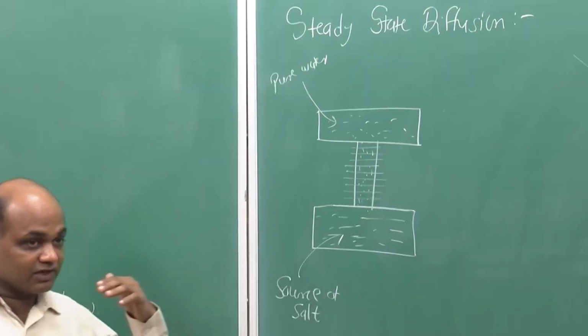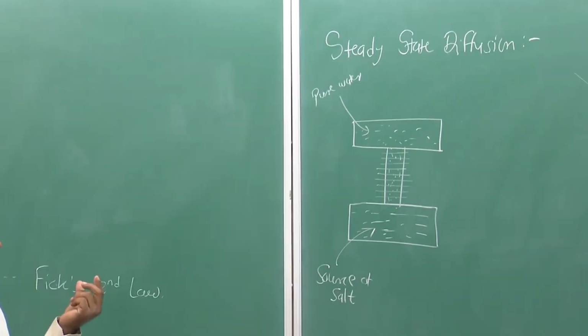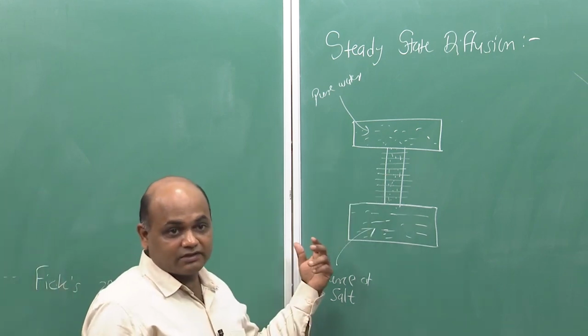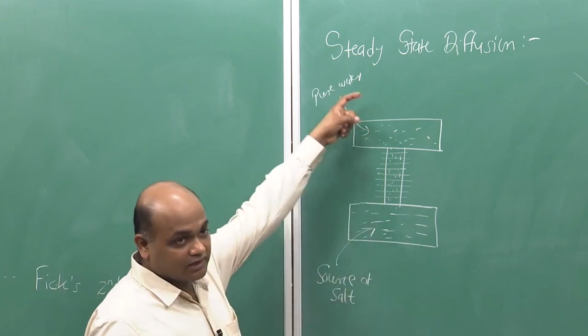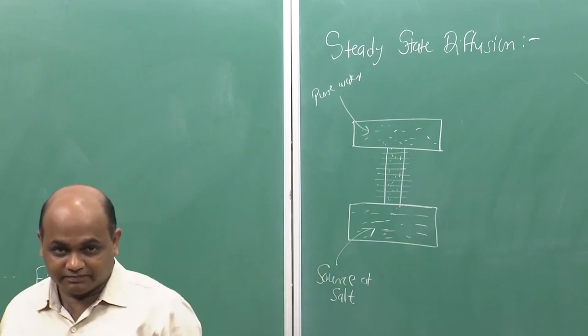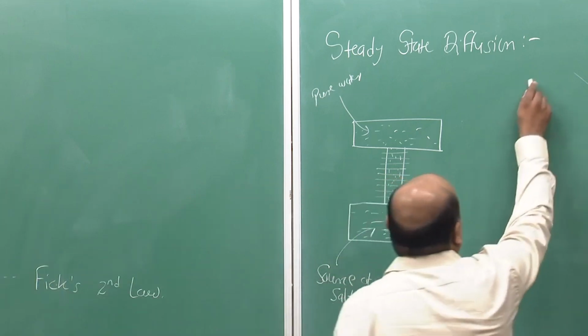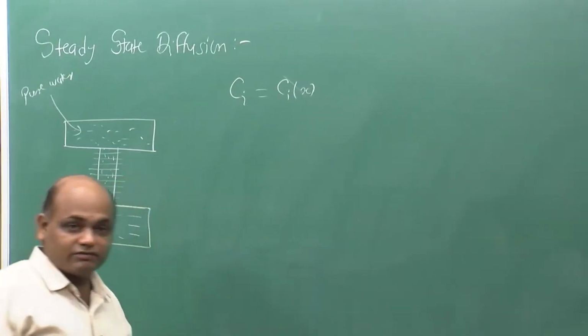Now, what should be the flux condition for this to happen? Think of the volume element that we use to derive the continuity equation. Accumulation is equal to inflow minus outflow, and there is no net accumulation or loss, which means inflow should be equal to outflow. So, the flux should be constant at any given position for steady state to develop. So, in this case Ci varies only as a function of x, not as a function of t.